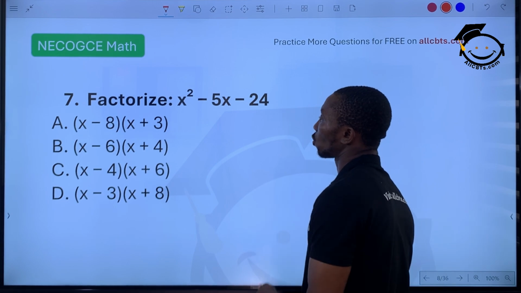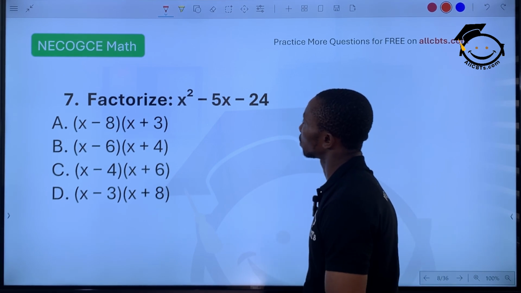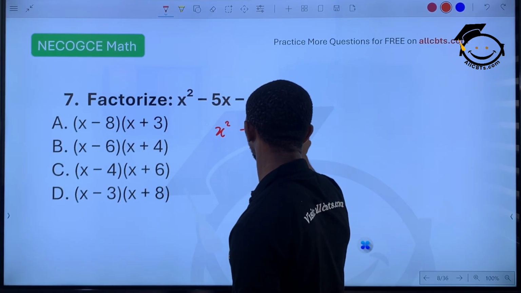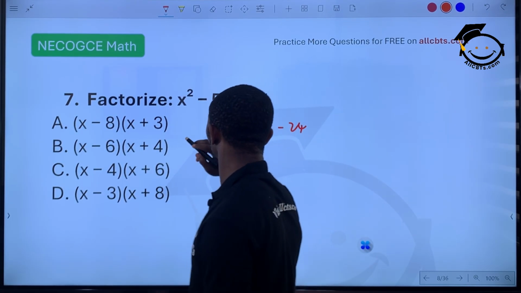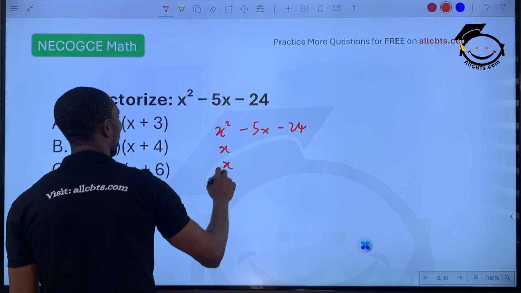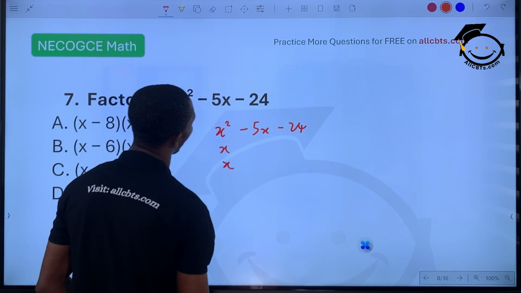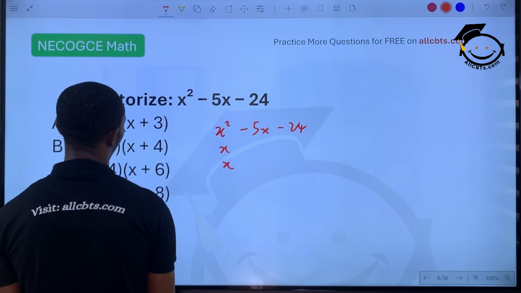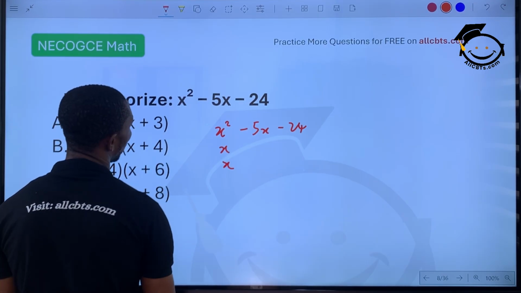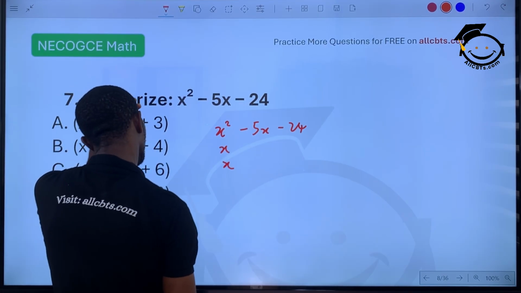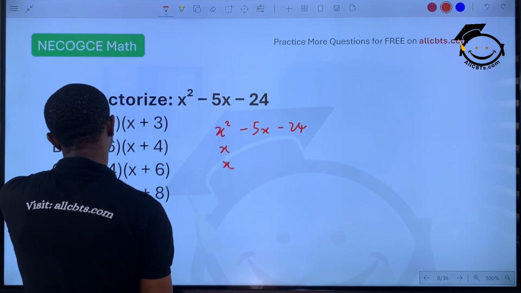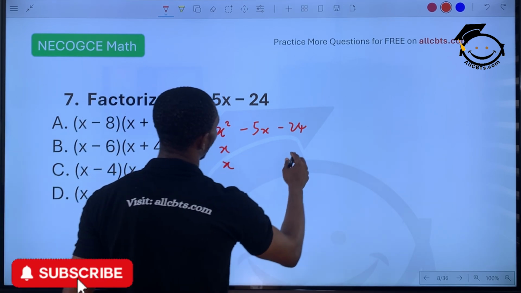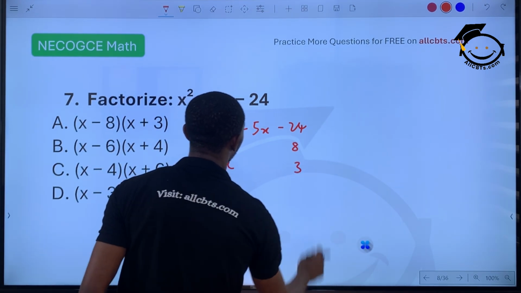Factorize x squared minus 5x minus 24. Okay, so for this we have our x. Now what are the factors of 24 that would give us 5? We have factors of 24 as 8 and 3, we have 6 and 4. But we also have 1 and 24, but that's not close to 5. The closest is 3 and 8.